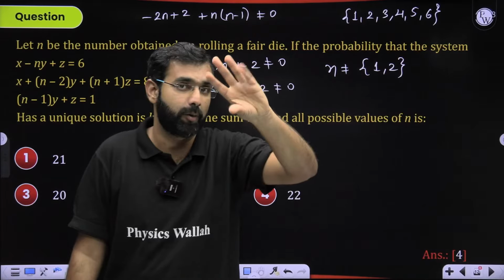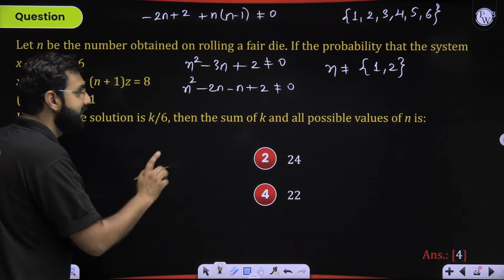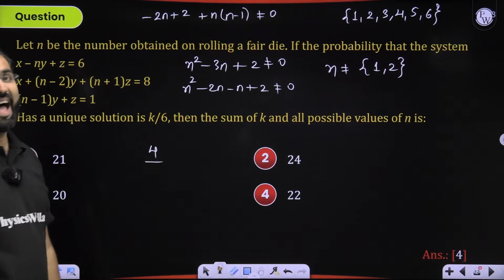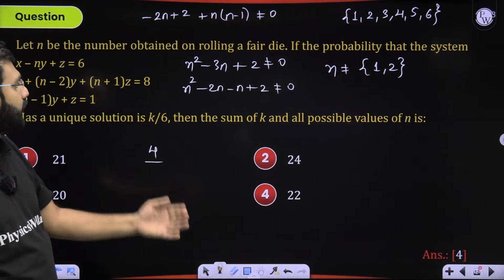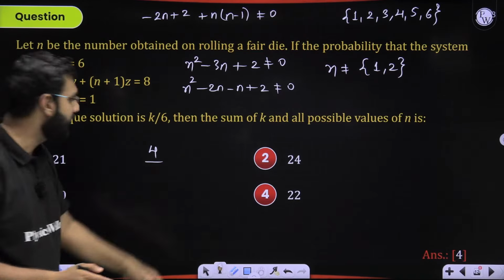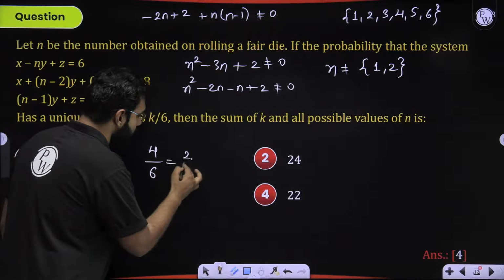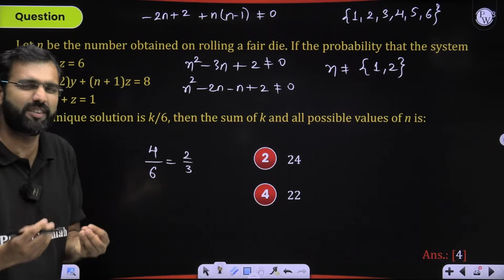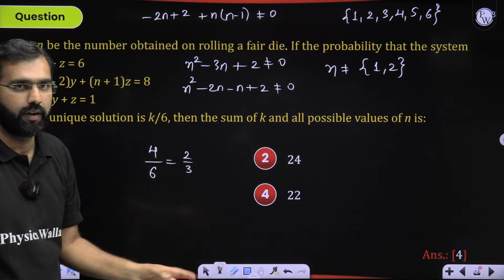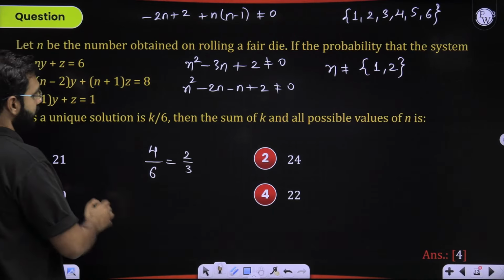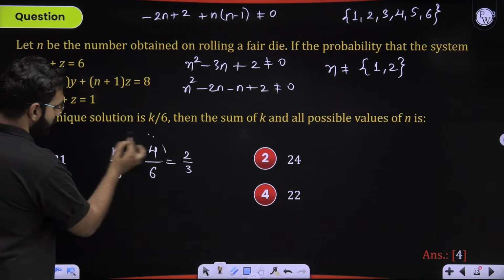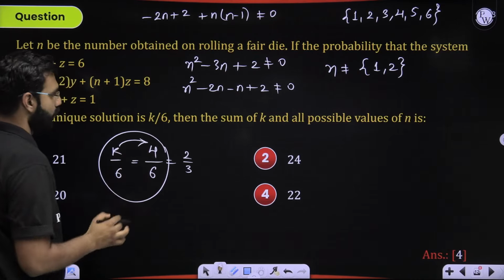So how many favorable outcomes do we have? If n is either 3, 4, 5 or 6, which means favorable outcomes are 4. And what are we told? The total possible outcomes, they are 6 when a die is thrown. So the probability is 2 by 3, so there are 66% chances that this can have a unique solution. First of all, did you get that? So that is given by k by 6. So k by 6 should be 4 by 6. So k is given by 4. So we have cracked k.